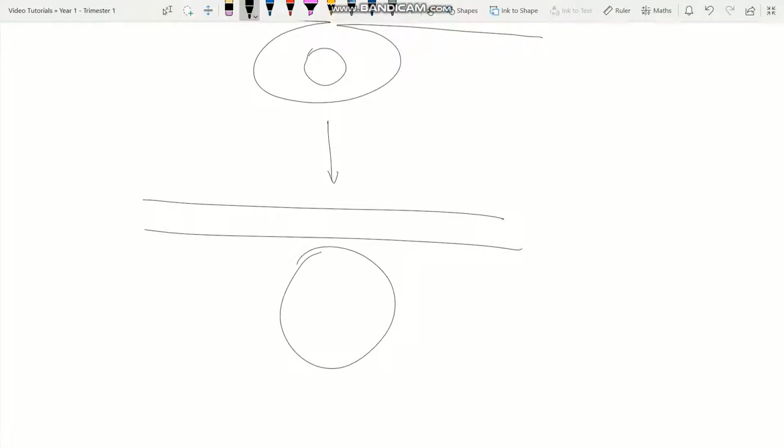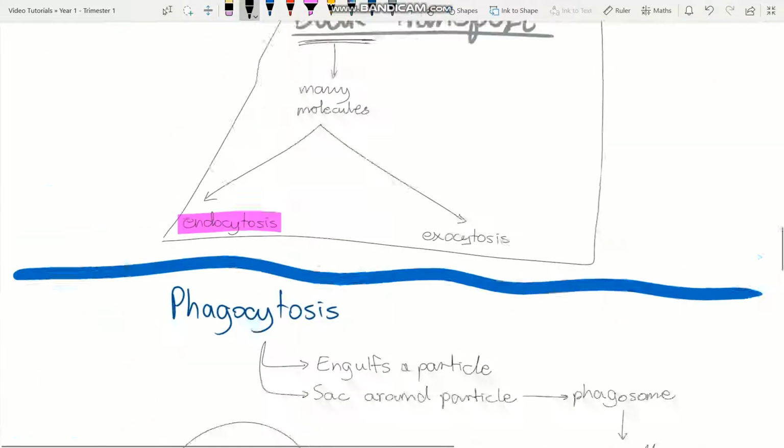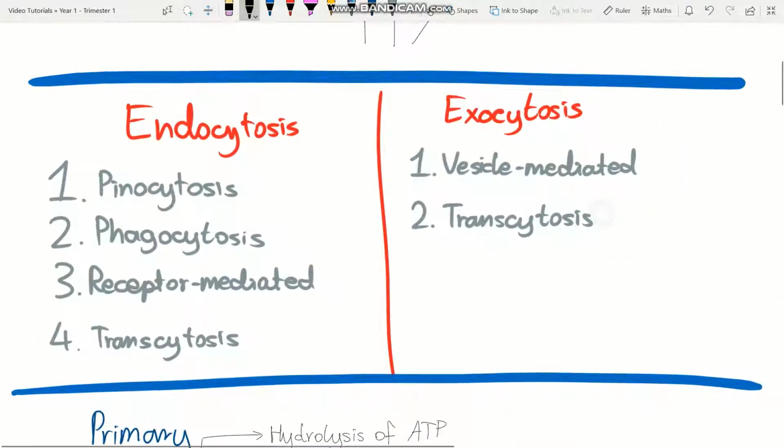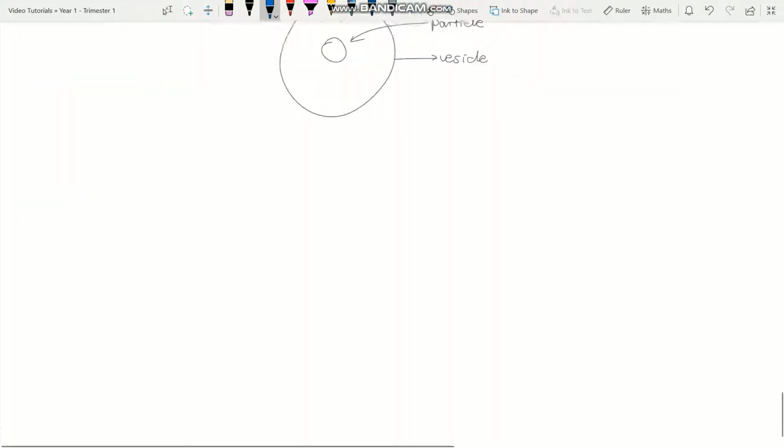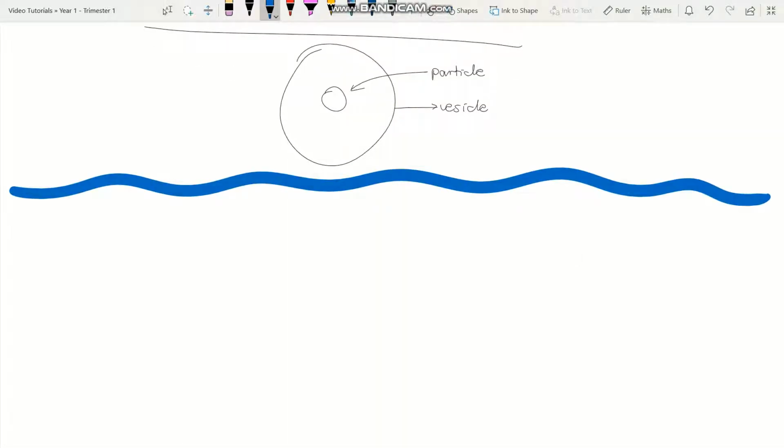And similar to all other types of endocytosis, this vesicle and the subsequent particle inside it can interact with various organelles. Now, before I actually talk about transcytosis, as you know, it's a process that is present in both endocytosis and exocytosis, I would like to first talk about vesicle-mediated exocytosis. This process is similar to endocytosis because it involves vesicles.